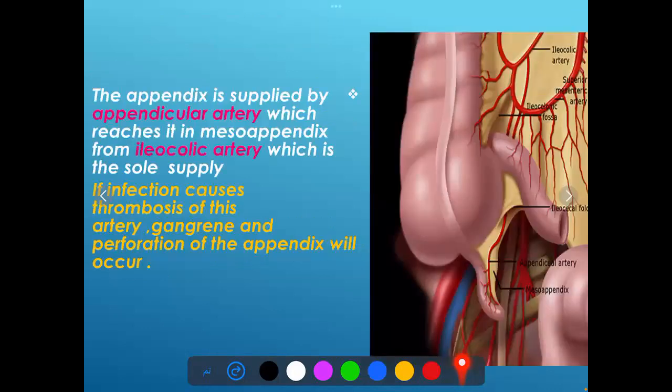Blood supply of the appendix. The appendix is supplied by the appendicular artery, which is a branch of the ileocolic artery. The ileocolic artery itself is a branch of the superior mesenteric artery. The appendicular artery reaches the appendix through the mesoappendix. This is the mesoappendix. If infection causes thrombosis of this artery, gangrene and perforation of the appendix will occur.